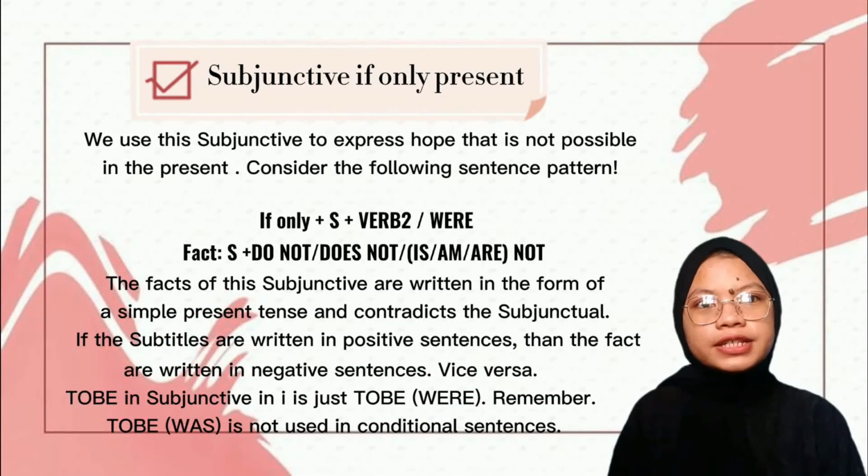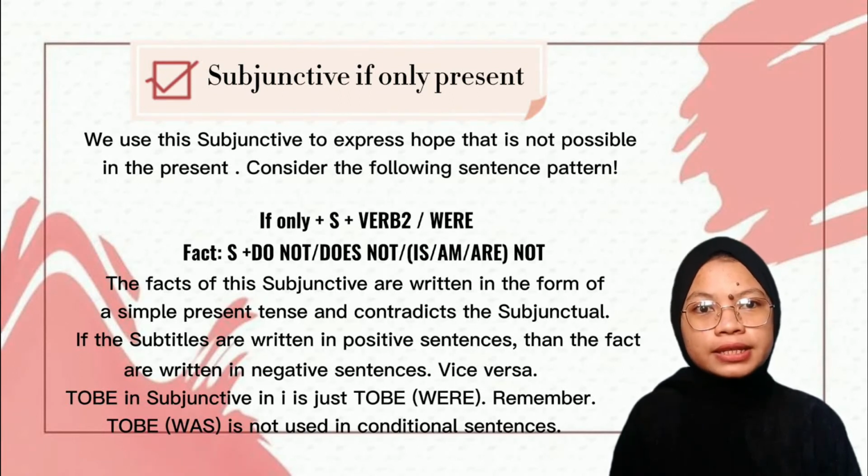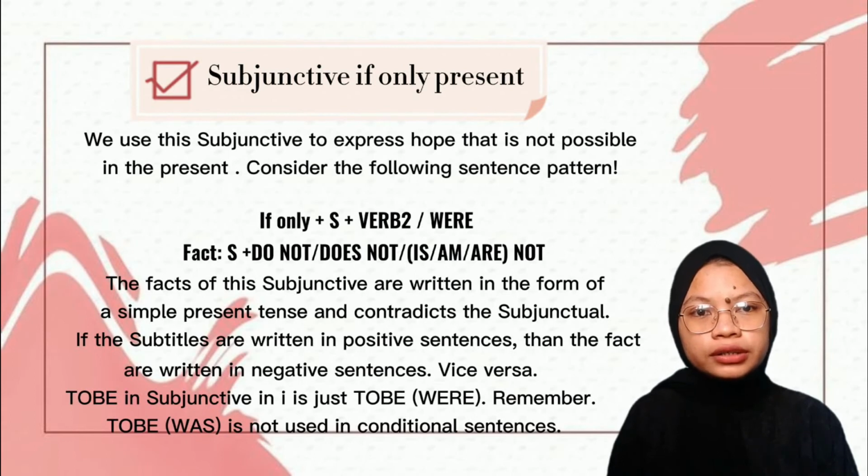The facts of this subjunctive are written in the form of the simple present tense and contradict the subjunctive. If the subjunctive is written in positive sentences, then the facts are written in negative sentences. Vice versa. To be in subjunctive if only is just to be were. Remember, to be was is not used in conditional sentences.